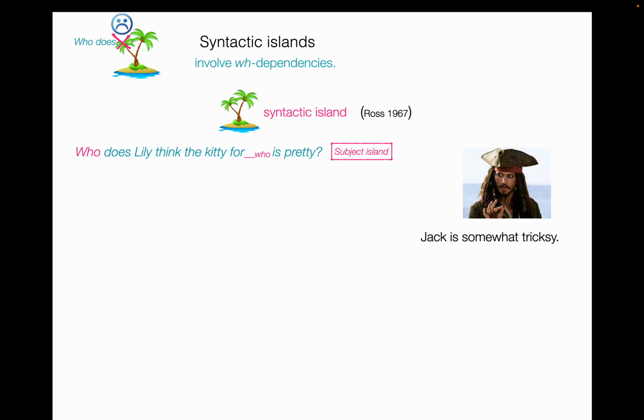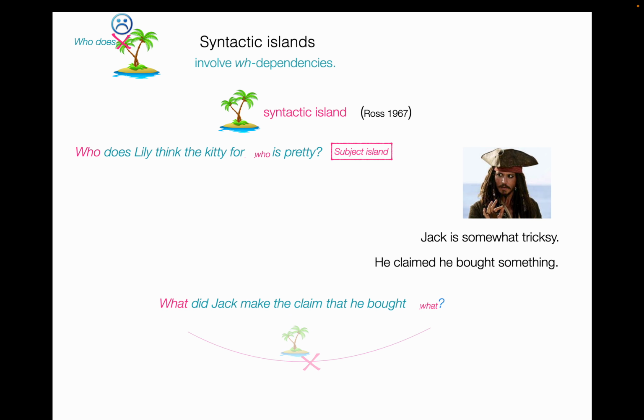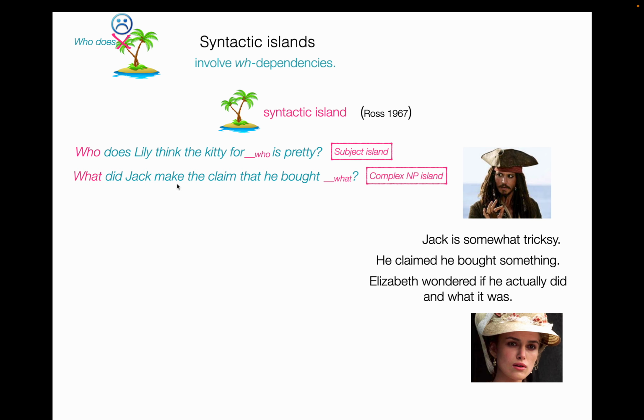So here's Jack. He's somewhat tricksy. He claimed he bought something. What did Jack make the claim that he bought? Also bad. It's a complex NP island because the claim that he bought is a complex noun phrase.